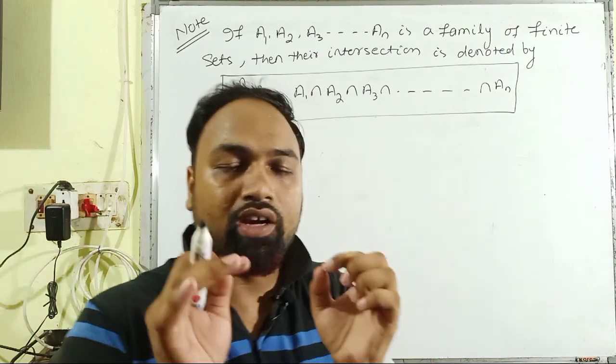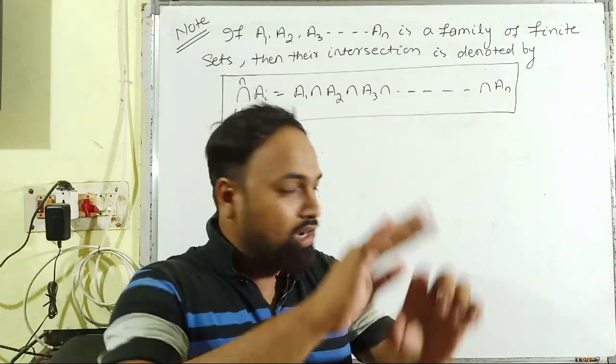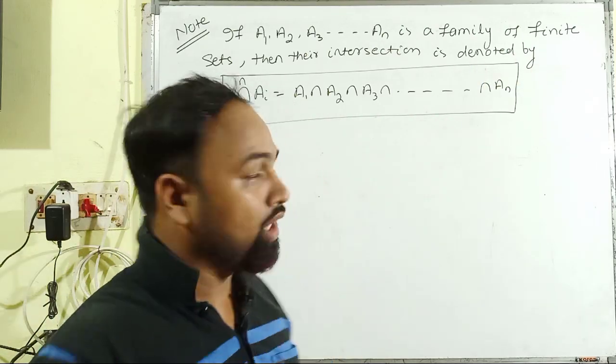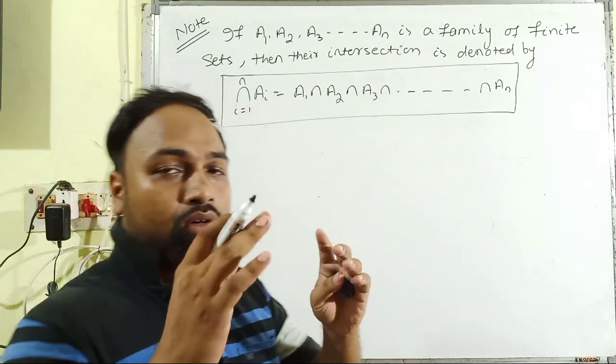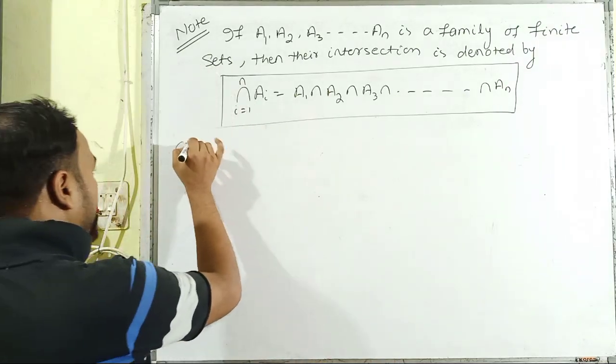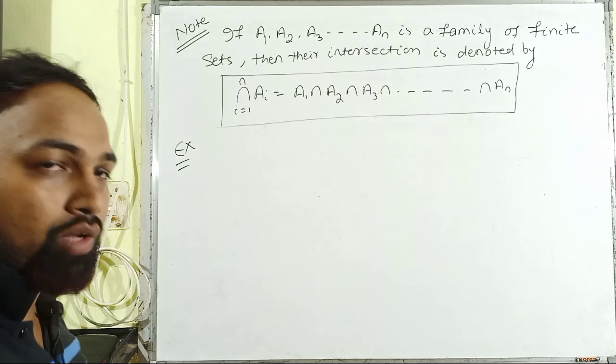That means we have to find the common part among all n finite sets, and that will be the intersection of more than two sets. Now let us solve some problems based upon the intersection of sets.